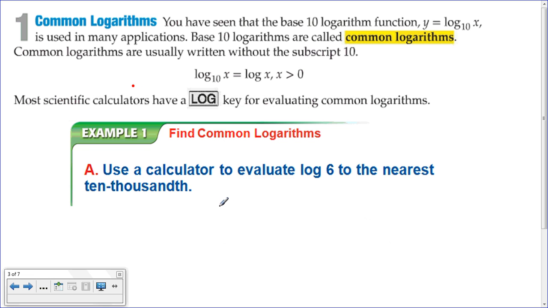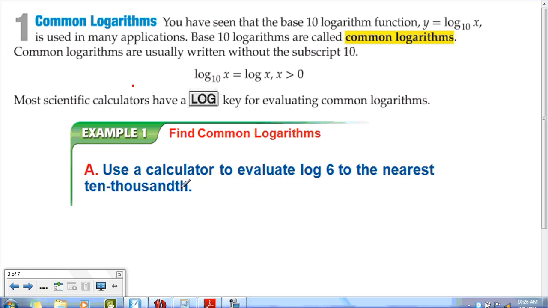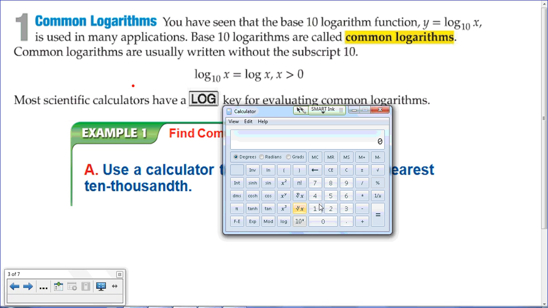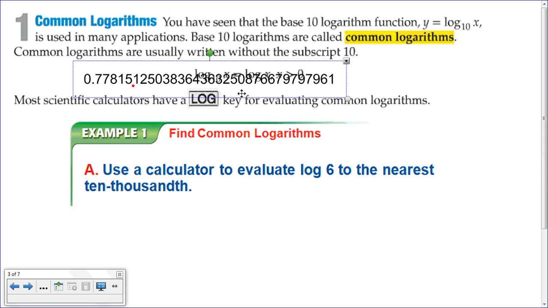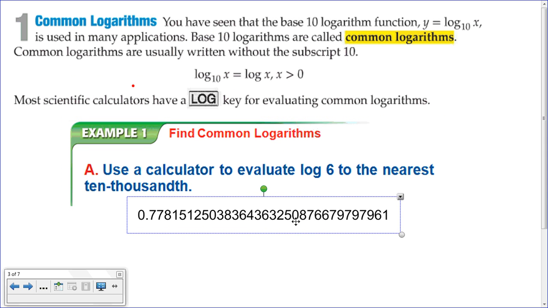Alright, first of all, use a calculator to evaluate log 6. That's a common log 6 to the nearest 10,000ths place. Okay, so step 1 on your calculator, type in 6, push the log button, and there you go. Let me bring this over to the screen here. There we go. Okay, here's the answer that we got with the calculator.